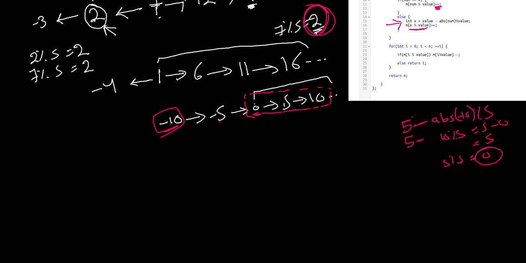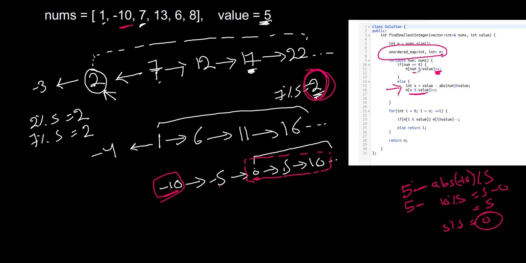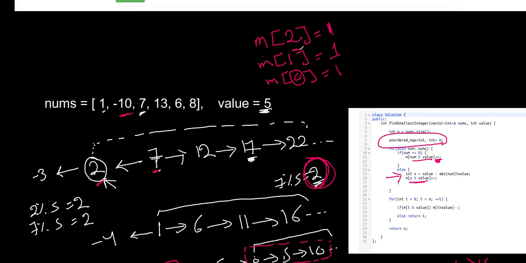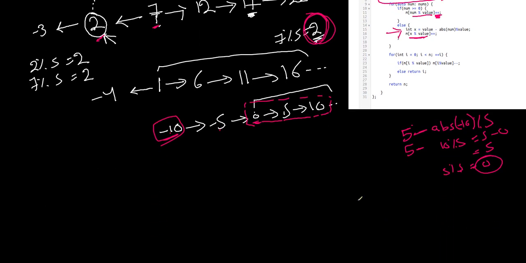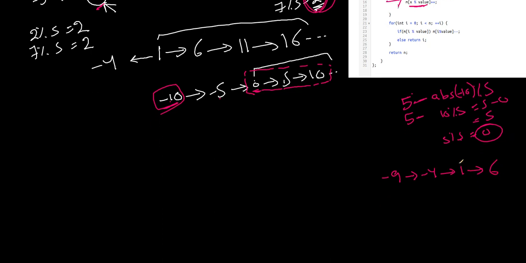And now for positive values we directly take the mod. For example, 7 mod 5 is 2, so we store 2. Now if we have another negative value like minus 9, so minus 9 plus 5 is minus 4, plus 5 is 1, plus 5 is 6. And for these positive numbers, 1 mod 5 is 1, 6 mod 5 is 1, 11 mod 5 is 1.